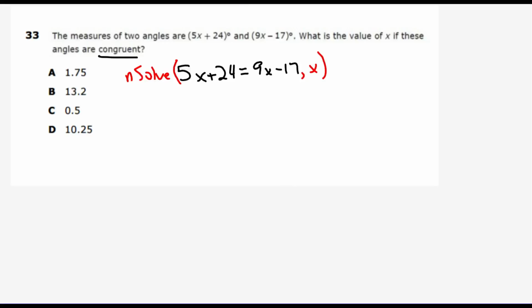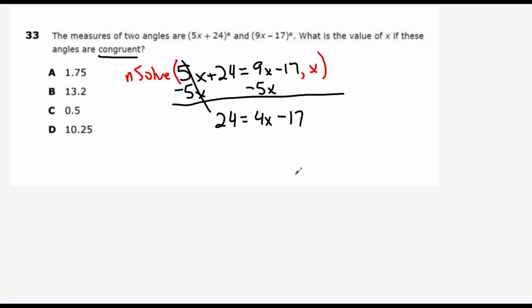Since I don't have a calculator that can do that with me, let's do this by hand. So let's put our x's all on one side. So let me move this 5x over because it's smaller. So minus 5x from both sides. So this cancels out. So we have 24 equals 9 minus 5 is 4x minus 17. And if we got bored, we could put this into nSolve. We would still get an answer.